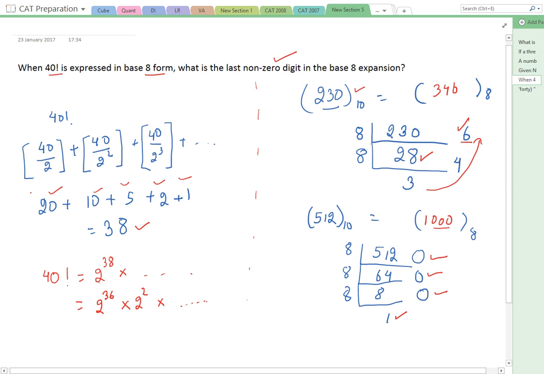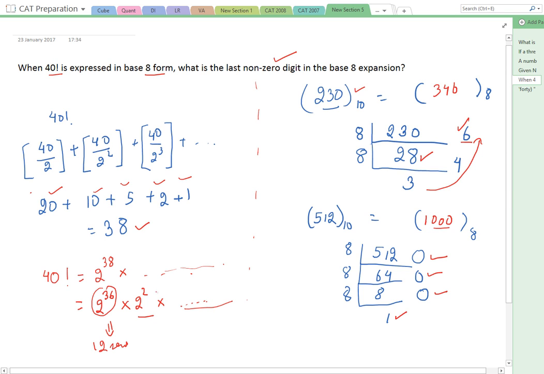So 40 factorial is 2 to the power 38 multiplied by the other numbers. Now 2 to the power 3 is 8. So 2 to the power 36 will result in 12 zeros. And then we'll be left with a number which is 2 square into the remaining numbers.